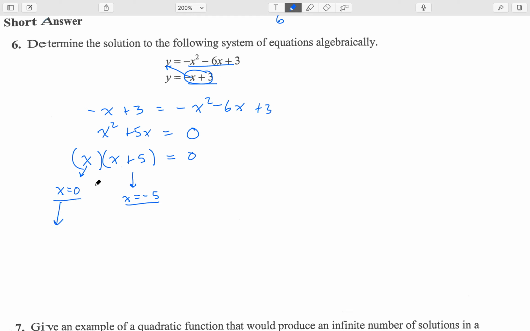If x is equal to 0, tell me what y is. Look, y is equal to -x plus 3. Oh yeah, that's the fast way of doing it. Plug it into the easier equation. y is equal to -0 plus 3. In other words, y is equal to 3. So here's my point, (0, 3).